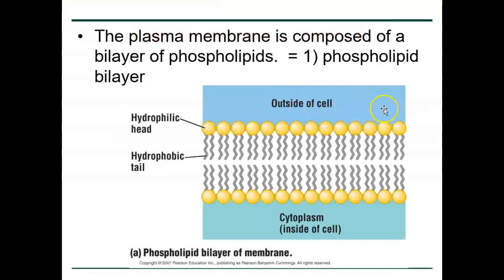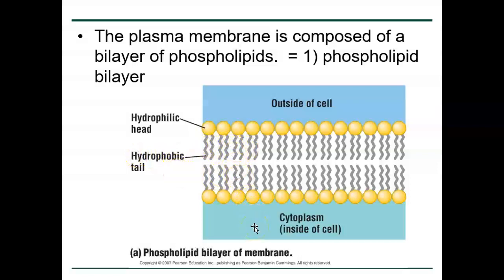If you look at this slide, we've got the outside of the cell, we've got the inside of the cell, and we've got this phospholipid bilayer. So point number 1 on your study guide is that the plasma membrane is composed of a phospholipid bilayer. What does that mean? So we've got these little lipids that, if you remember, lipids are these tails right here. The lipids are hydrophobic, meaning they do not like water.